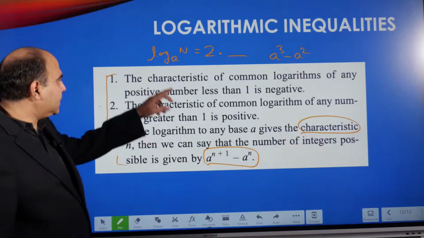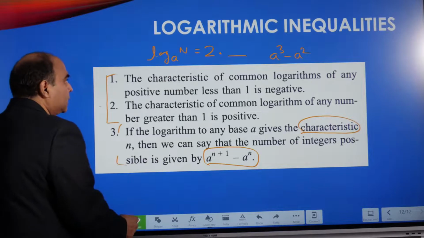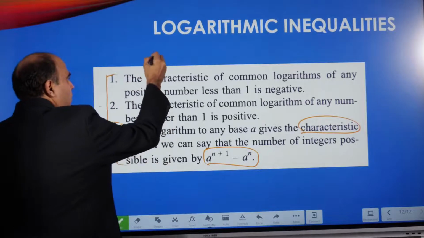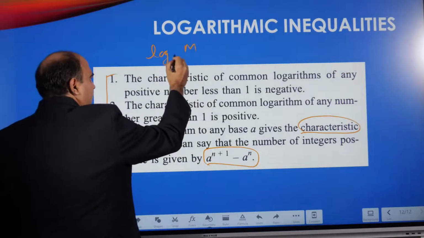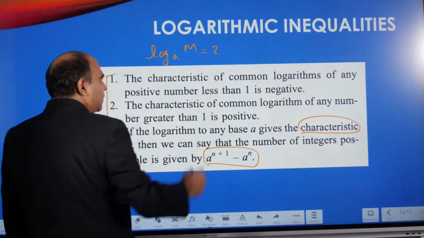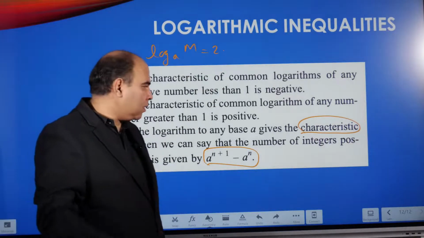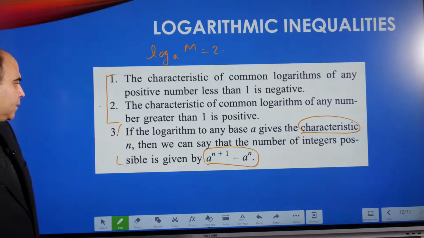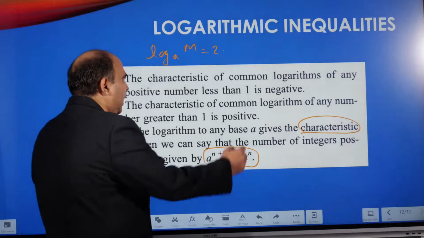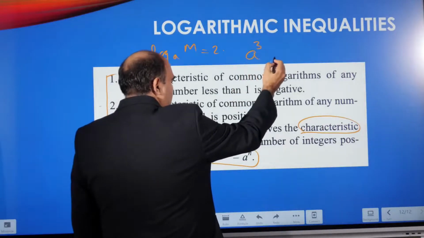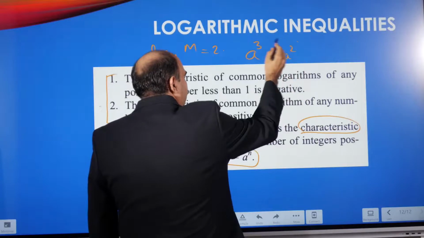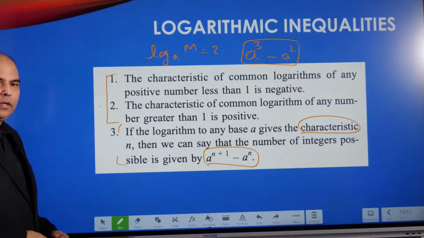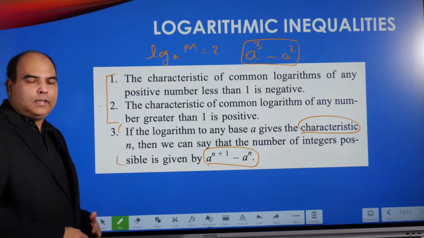I think using this n here might be confusing to you. Let's say we talk about log m to the base a and its value is 2 point something, and I want to know how many integer values are possible for m. The answer is the number of integer values is a cube minus a square. This is the number of integer values that m can take.